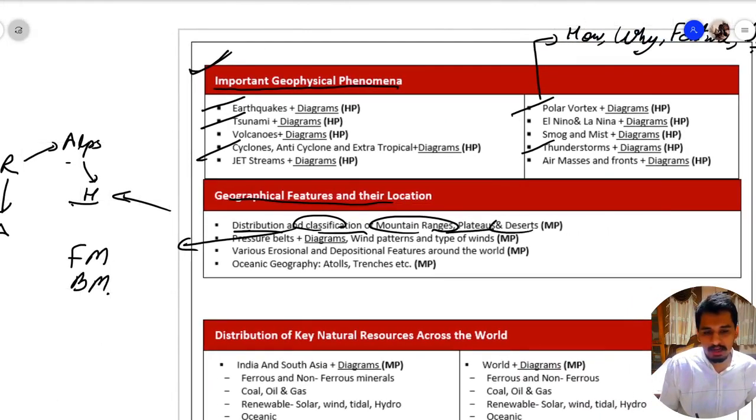Similarly for plateaus and deserts. In deserts what can the classification be? There can be tropical deserts, and then we have temperate deserts. So this is how you have to study.